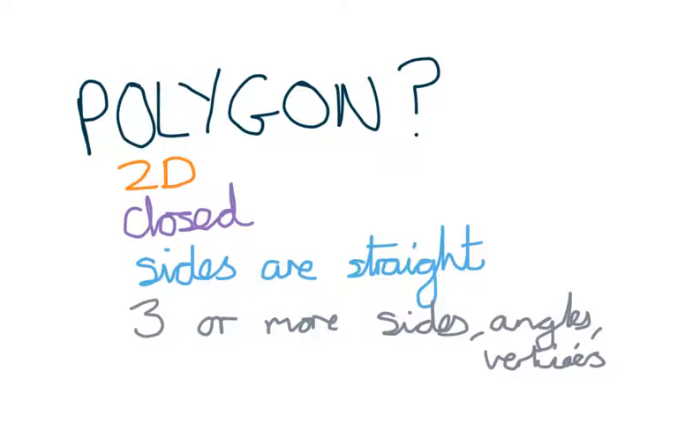Okay, so what we did learn was that a circle is not a polygon because the sides aren't straight. A semicircle is not a polygon because the sides aren't straight. So the sides must meet at a corner in order for it to be a polygon.